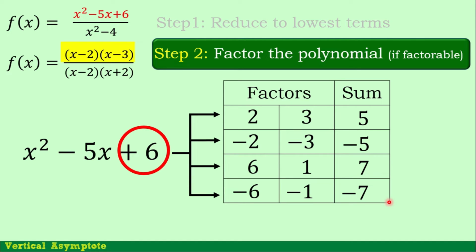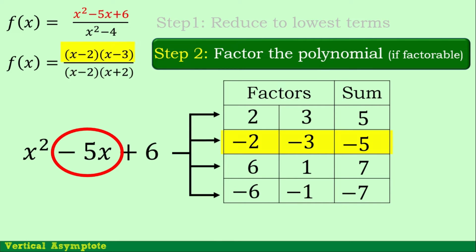Next, let's find the factors whose sum is equivalent to the numerical coefficient of the middle term, which is negative 5, since the middle term is negative 5x. That will be the factors negative 2 and negative 3. Hence, our factors are x minus 2 multiplied by the quantity x minus 3. That's how we come up with these factors in the numerator. Do you understand? I hope that is a yes. Let me continue with the denominator.